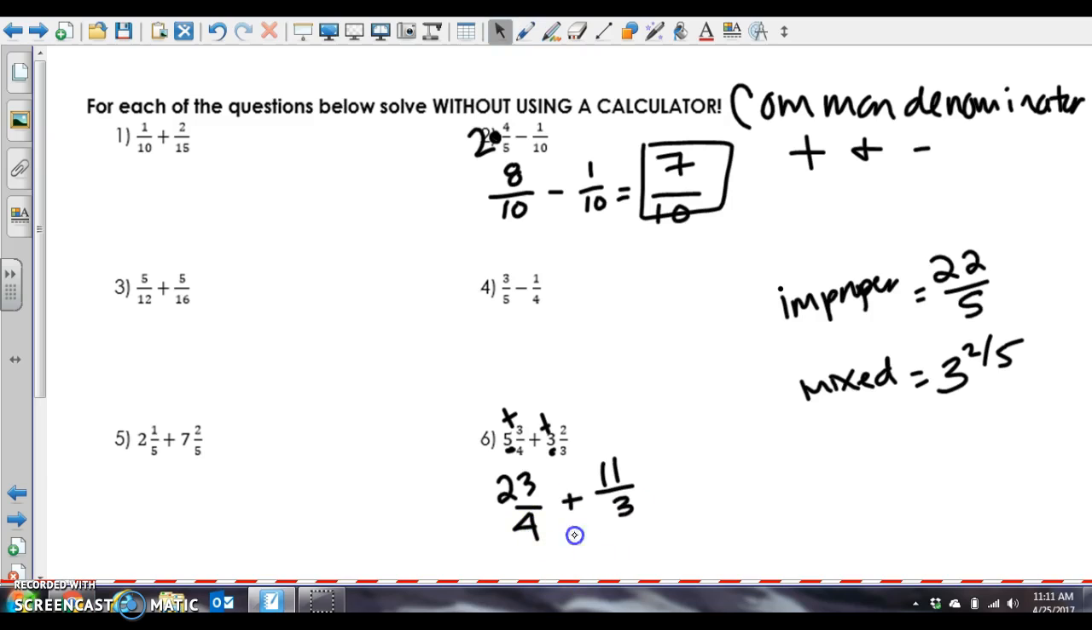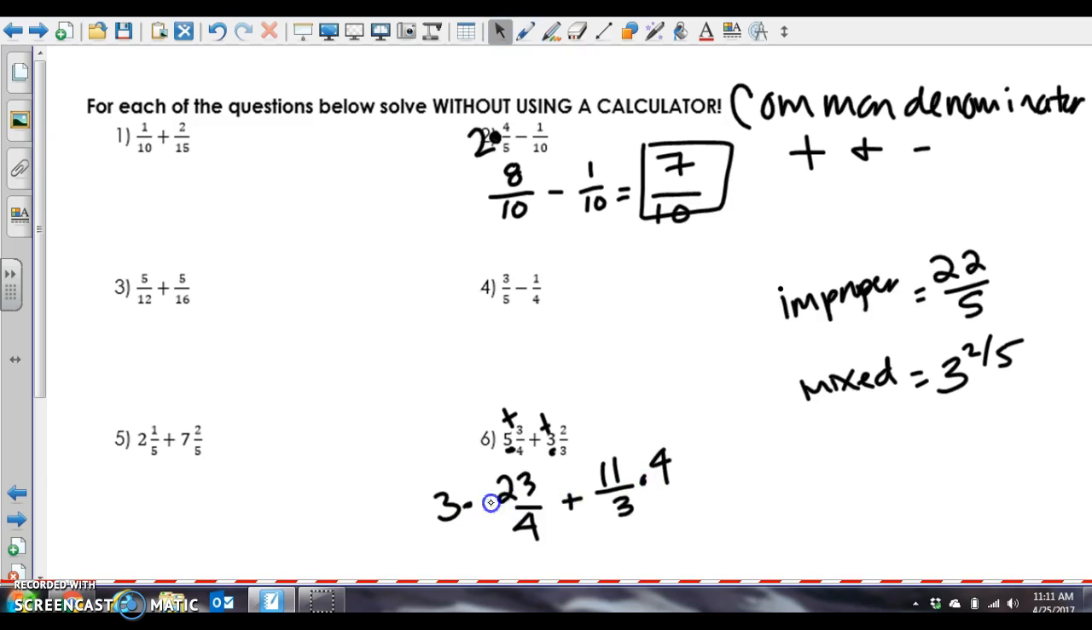Okay, so now that I have them as improper fractions, I want to get a common denominator. The easiest way to do it is to multiply by the opposite denominators, but sometimes you'll get a really big denominator, which is okay. So to get a common denominator, I'd multiply this one by 3, top and bottom, and this one by 4, top and bottom.